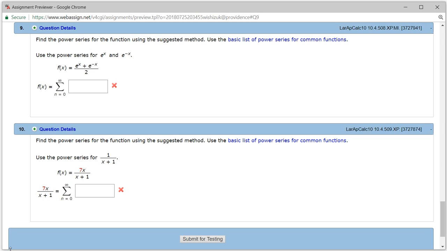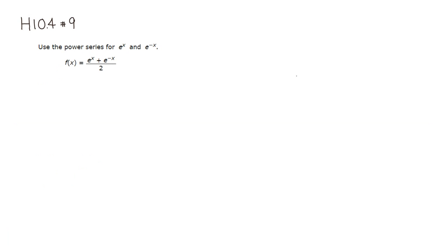Alright, let's look at homework 10.4, problem number 9. We're going to use the basic list of power series for common functions to find the power series for e to the x plus e to the negative x all over 2. So this is actually a hyperbolic cosine. Let's do it one by one.